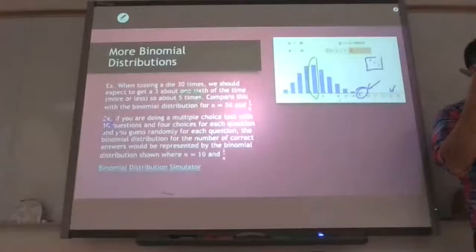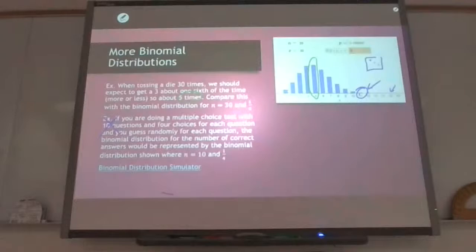So we can see here that, yes, even though 5 is an expected number, it doesn't mean you're always going to get 5, right? It's very possible that you're going to be a little bit off of it, but you shouldn't be that far off, right? That's basically what we're saying.